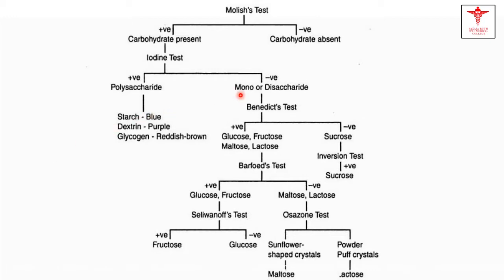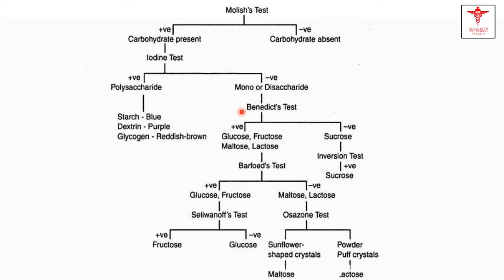Just a quick recap of this scheme for the detection of carbohydrate. We first perform the Molisch's test, which is a general test for the detection of carbohydrate. When this test is positive, we perform the iodine test, which is specific for detection of polysaccharides. If the test is positive, different polysaccharides will give different colors. And if the test is negative, it will give no color change.